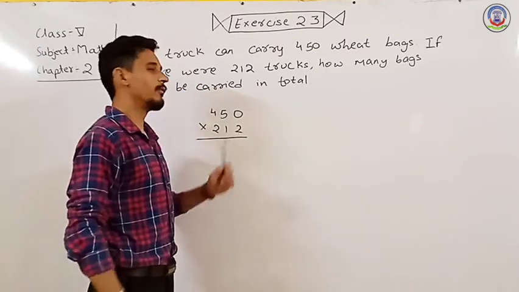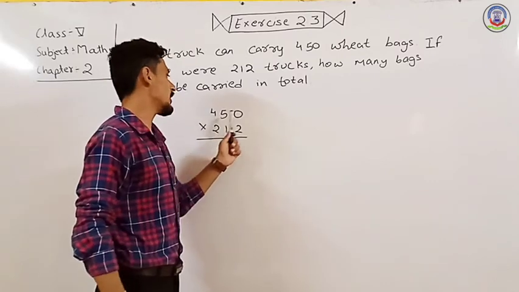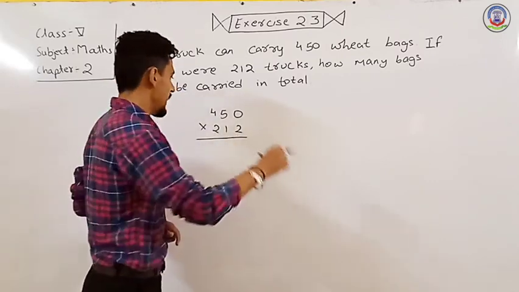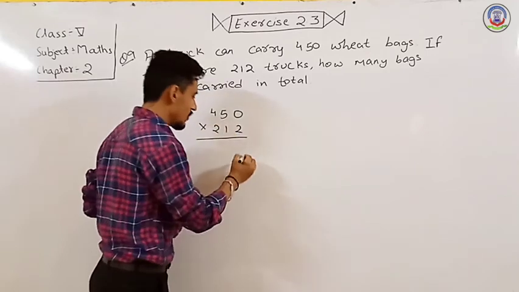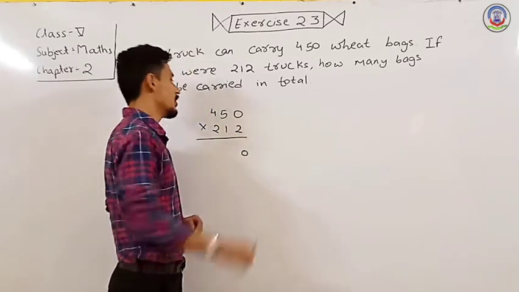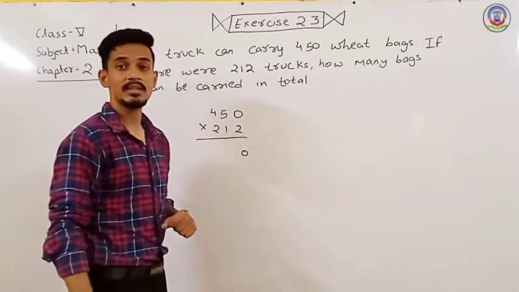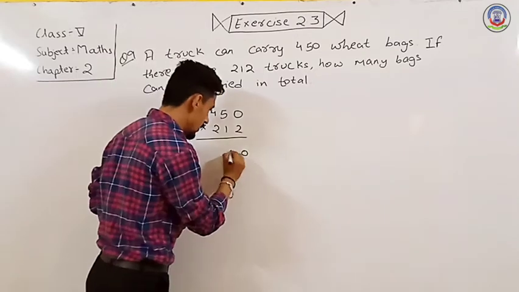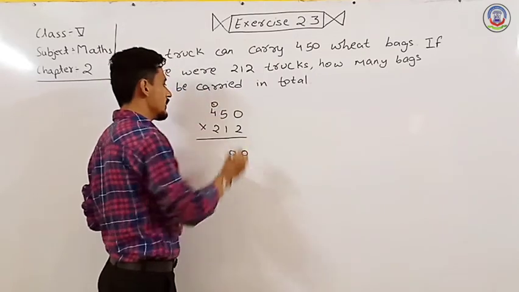In rightmost we have 2. So we have to multiply 450 by 2. So let's start. 2 multiply 0, it is 0. 2 multiply 5, it is 10. So we write 0 here and 1 goes to carry.